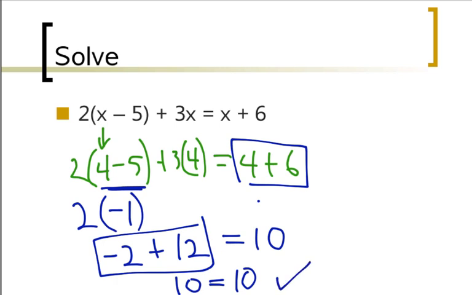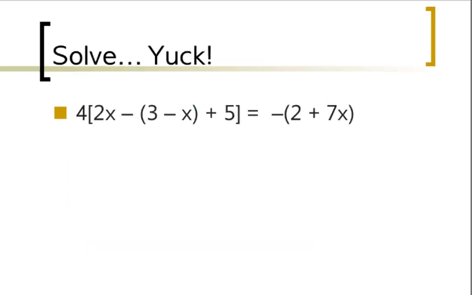So you can see that my solution checks out and I'm good to go. Now we're going to do one that looks more complicated at the beginning, and it is, but it's still just a process of simplifying first. Now notice there's brackets here, and then on the inside there's parentheses. Whenever you have brackets or multiple sets of parentheses, you want to start off with the inmost parentheses first and see what you can do there.